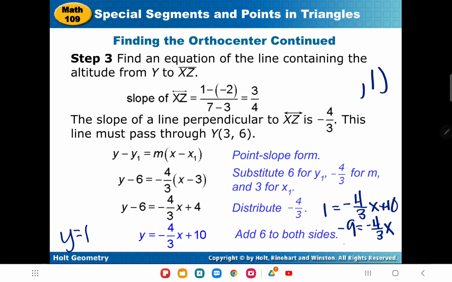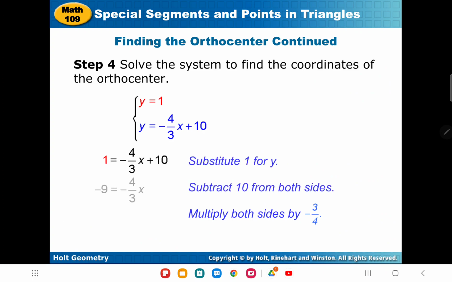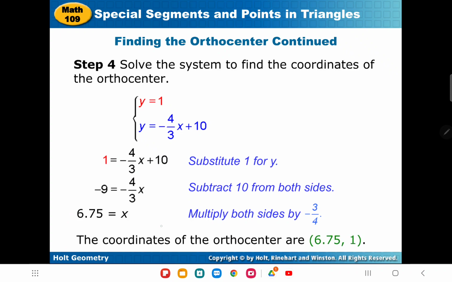Through substitution, we'll get our value here. That's going to be 27/4, or as a decimal, 6.75. And there are the coordinates of our orthocenter.